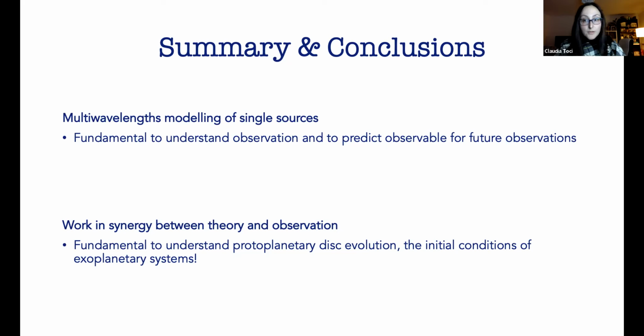And also I want to underline again that it's very important to work together, theoretical people and observers, because it's fundamental to understand how protoplanetary disks are evolving. And this is relevant because we want also to understand our own solar system, but also all the other exoplanetary systems that we are revealing more and more with the new observations.